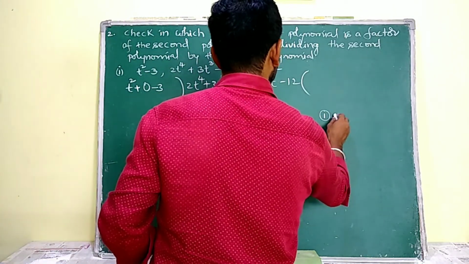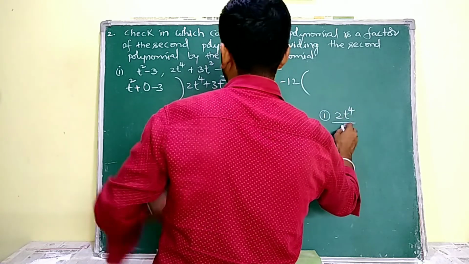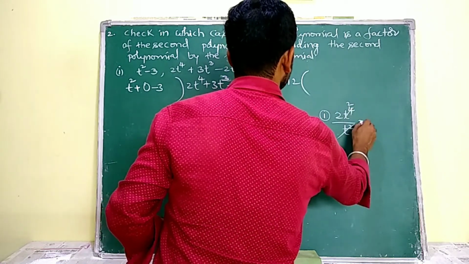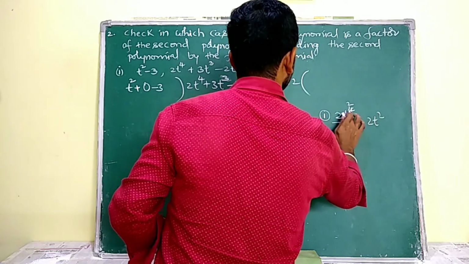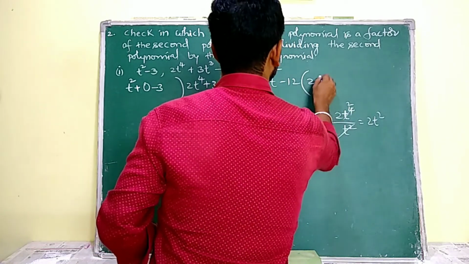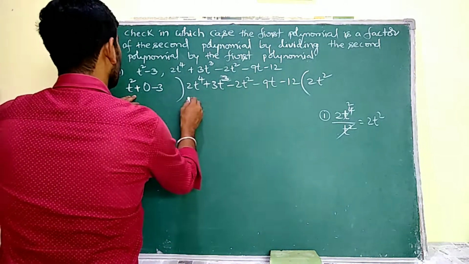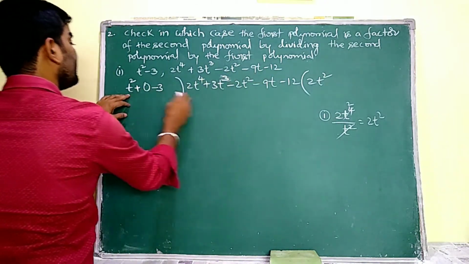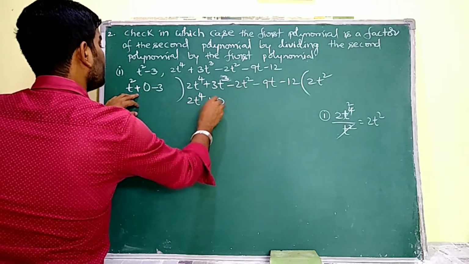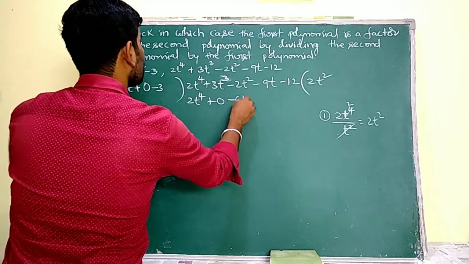For obtaining the first term in the quotient, I have to divide the first term of the dividend with the first term of the divisor. Here t square and 2t square cancel, 2t square is the first term in the quotient. Now I have to multiply this divisor with 2t square. See ma, 2t square into t square, 2t to the power of 4. Next 2t square into 0, 0. And 2t square into 3, minus 6t square.